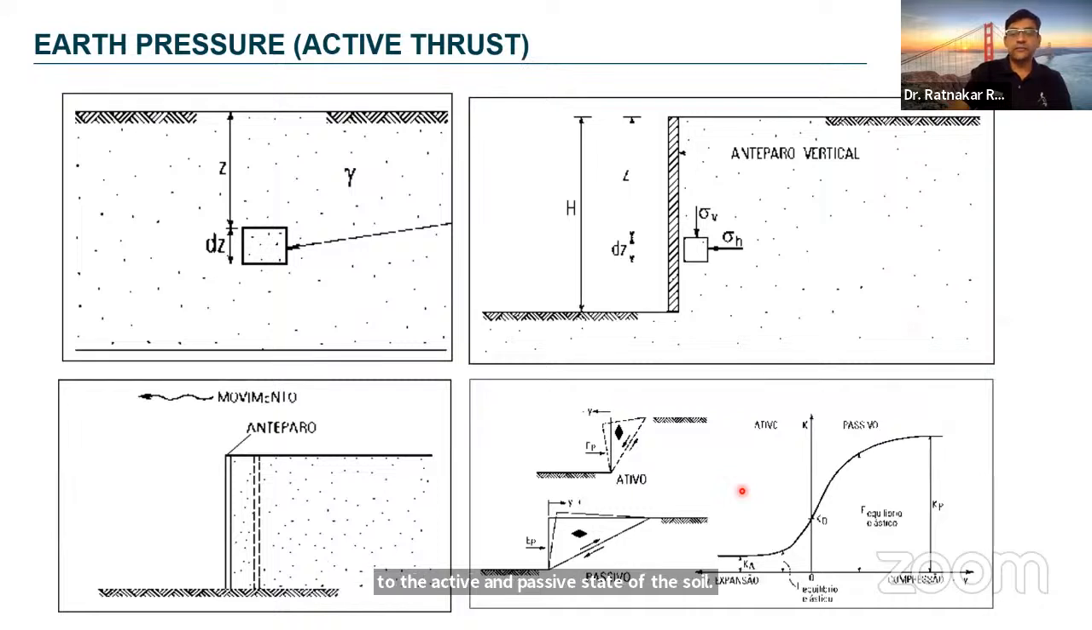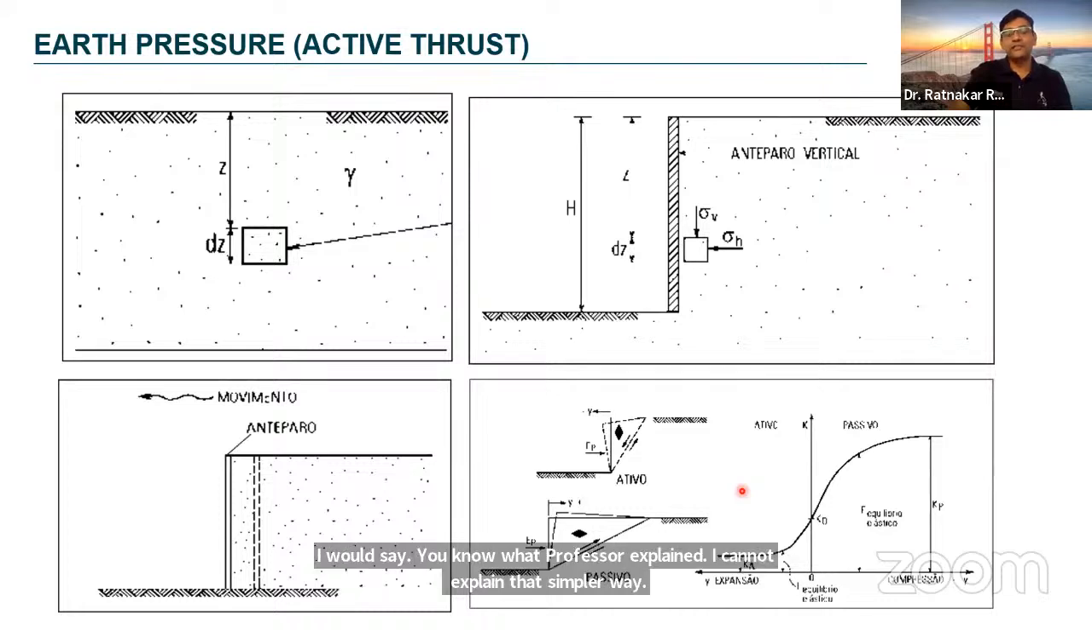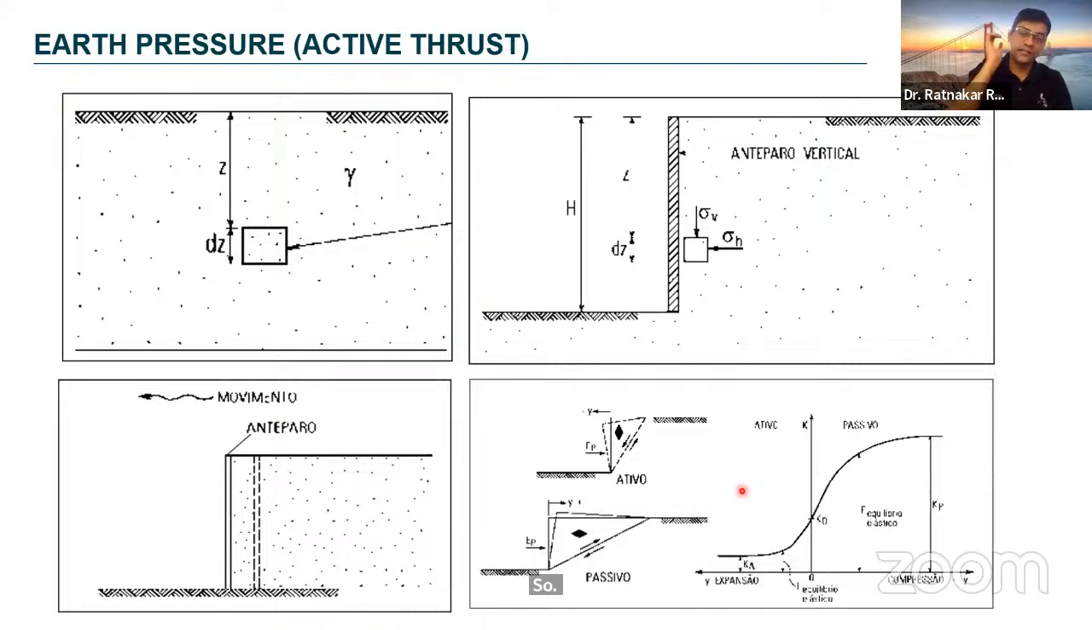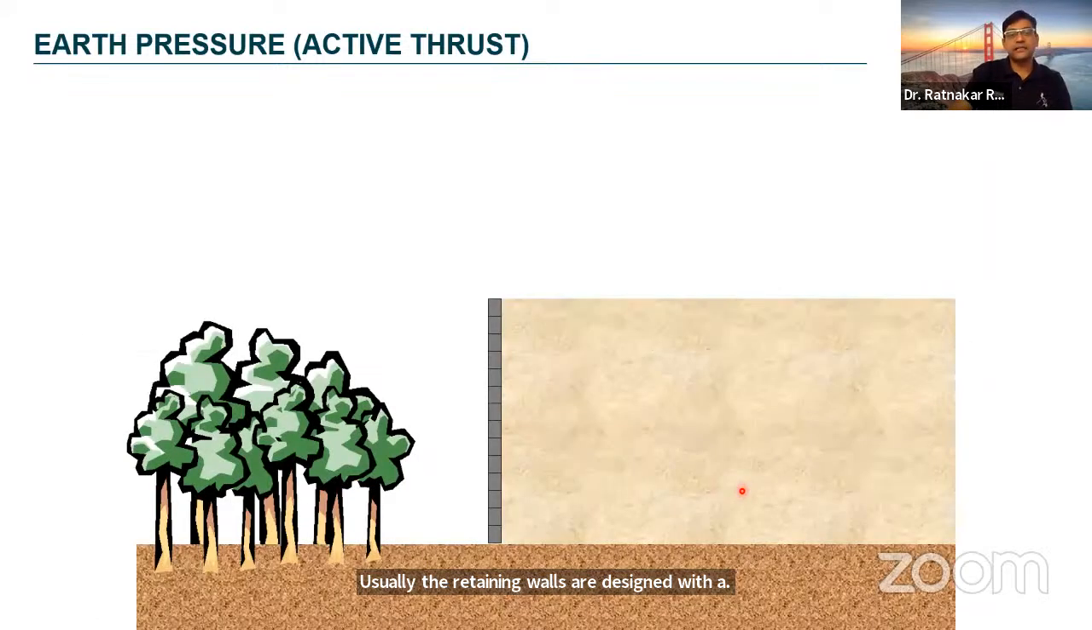It is not an easy thing to explain. At least I would say, what Professor explained, I cannot explain in a simpler way. So usually the retaining walls are designed with the active state condition. That's the recommended practice. So what is this active thrust?